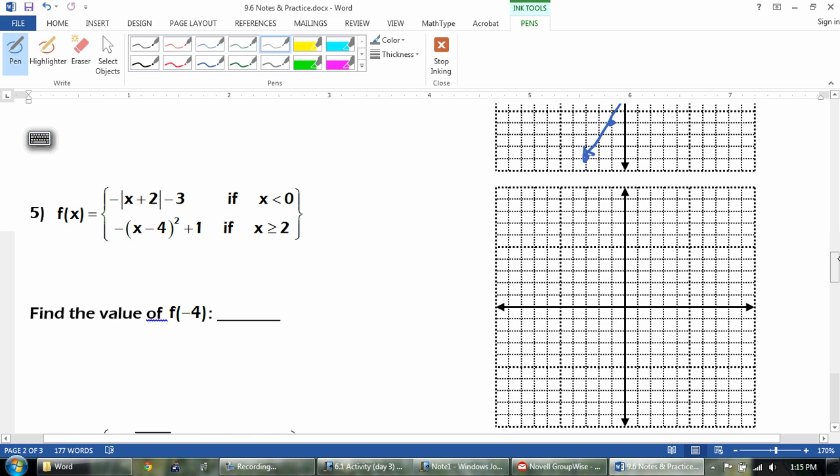All right, number 5. Let's go through this. So the top one, the first one, it's absolute value. But this is the first time we're seeing that there is a reflection. So it's going to be going down. Our vertex is (-2, -3), and there's our limit. Okay, we are open at 0. Okay, so (-2, -3) right here, and since it's reflected, now we're going down, and remember, we're open there.